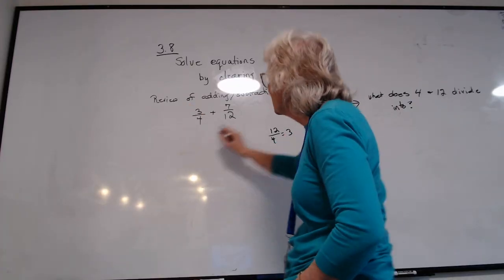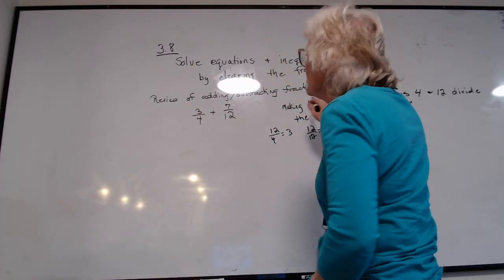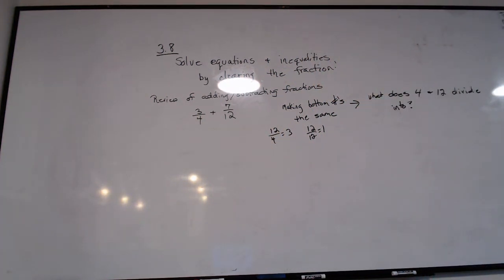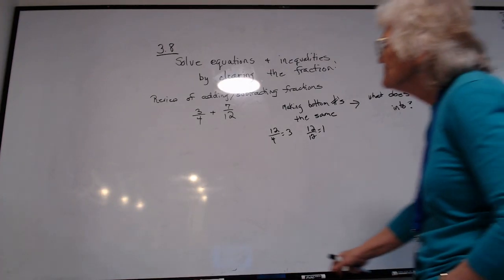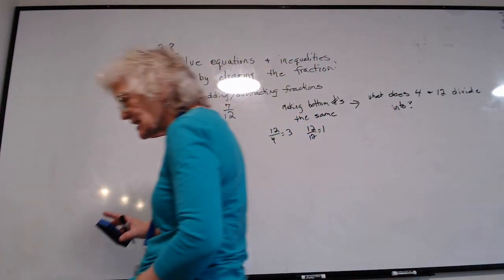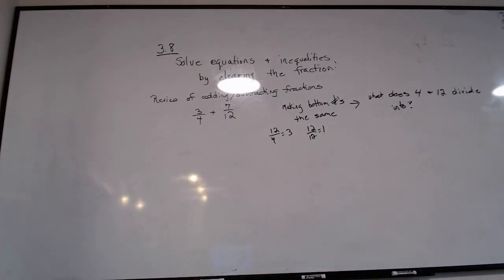Okay, so this idea of getting our denominators the same is going to apply when we solve equations that have fractions in them. So that's what we're looking at. We need to get the bottom numbers the same, but we're actually going to find out that when we get the bottom numbers the same, in fact, I'll show you that right now.